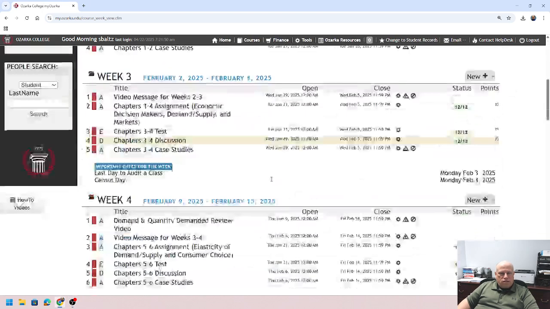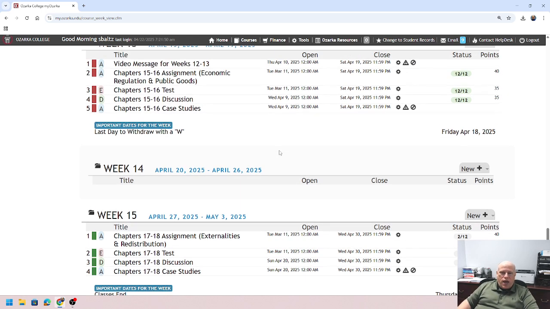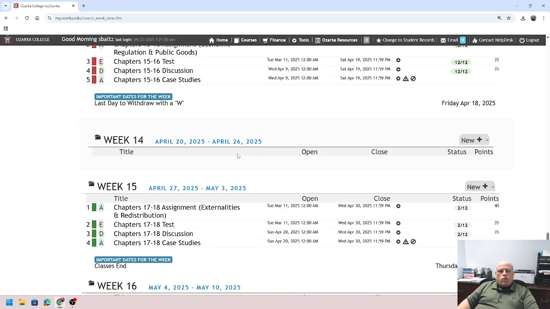So if we go to the activities page in my Ozarka, right now we are on kind of the middle portion of week 14 of the semester. We don't have anything due this week because we had work due the last day of last week, which was Saturday. But we do have work due the middle of next week. So you should be working on the chapter 17 and 18 activities, which are due by Wednesday, April 30th, which is next Wednesday of next week.